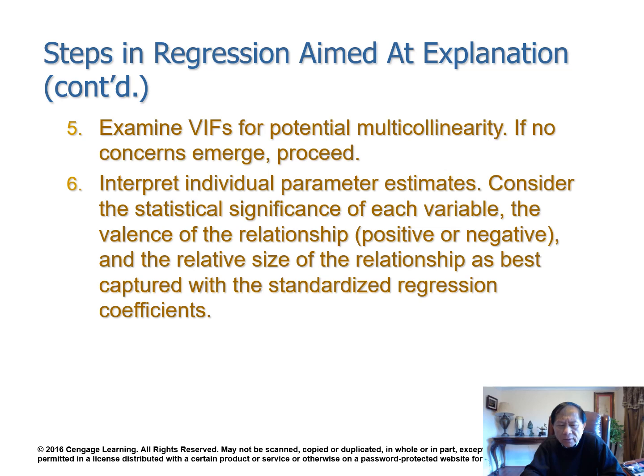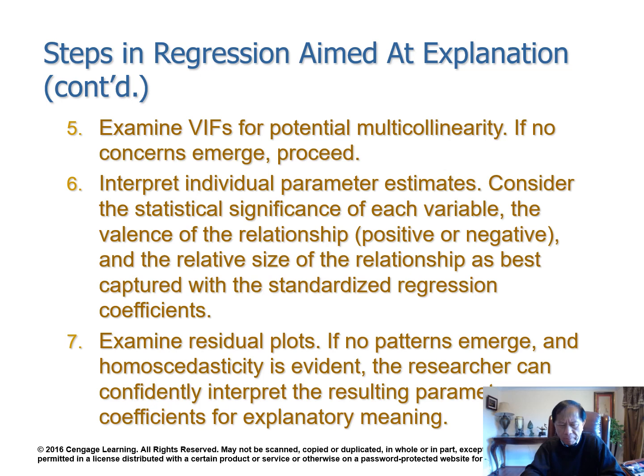The valence of the relationship, whether it is positive or negative, and the relative size of the relationship are best captured with standardized regression coefficients. Then you examine the residual plots. If no patterns emerge and homoscedasticity is evident, the researcher can confidently interpret the resulting parameter coefficient for explanatory meaning.